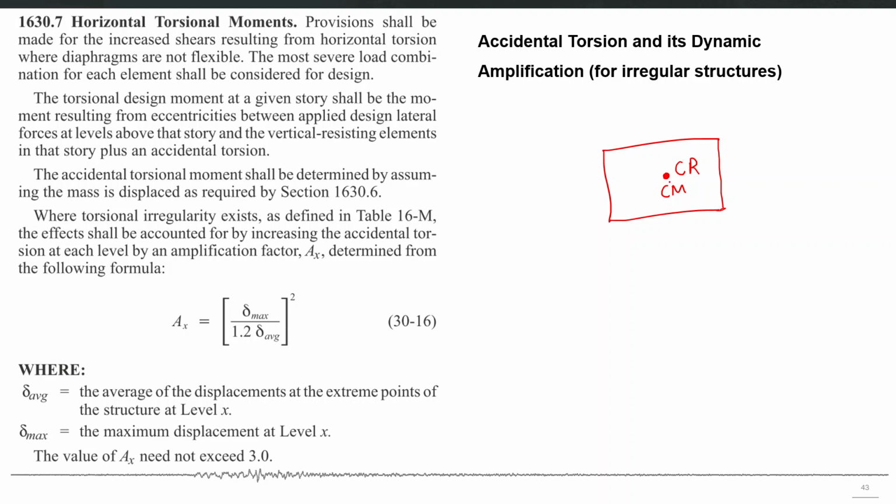For all those specific scenarios, the code recommends to consider an accidental torsion, which means that if you are applying forces in the x direction, for example Fx, you should consider that there is still an eccentricity between CR and CM, which is equal to 5% of the building dimension in the perpendicular direction. So let's say, for example, if this dimension of the building is capital B, then this eccentricity should be 0.05 times B between CR and CM. And it is a hypothetical eccentricity.